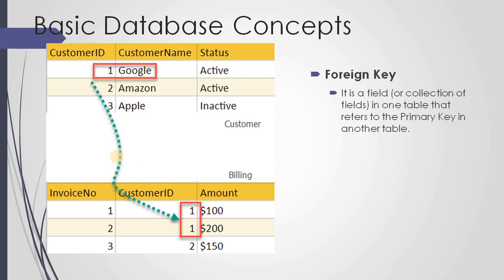Foreign key, it is a field or collection of fields in a table that refers to the primary key of another table. So these are the different terms which are used in RDBMS.